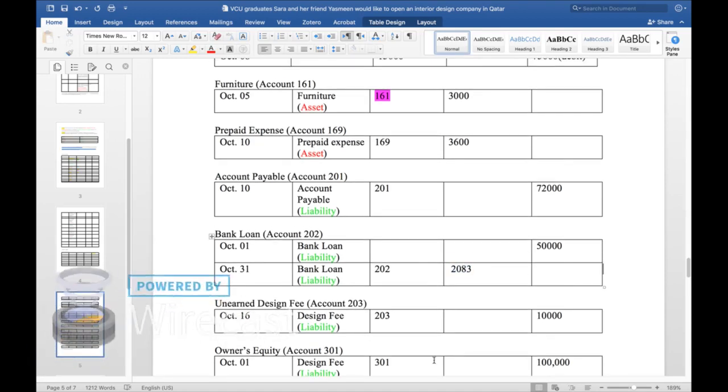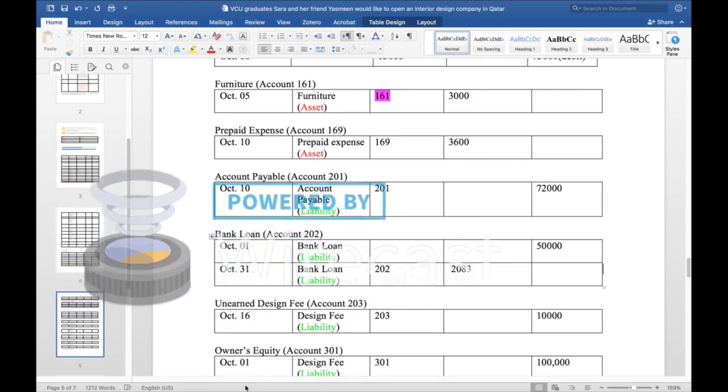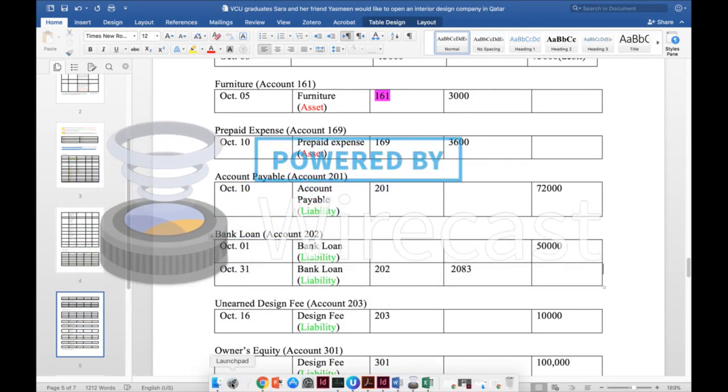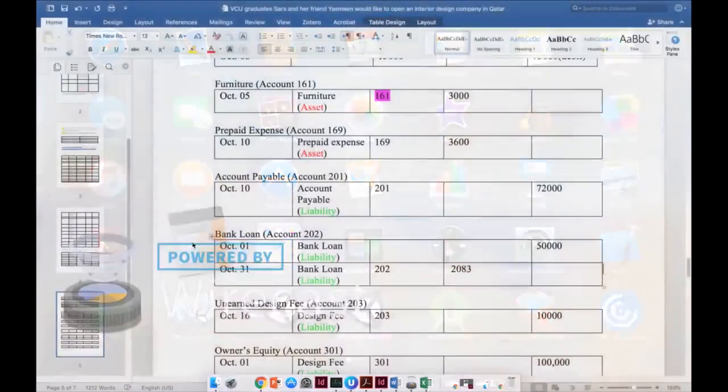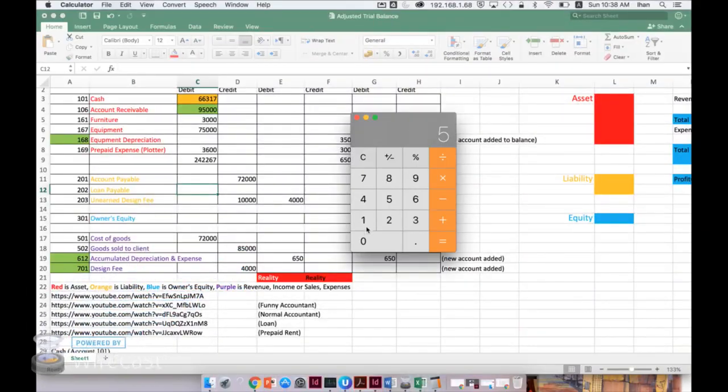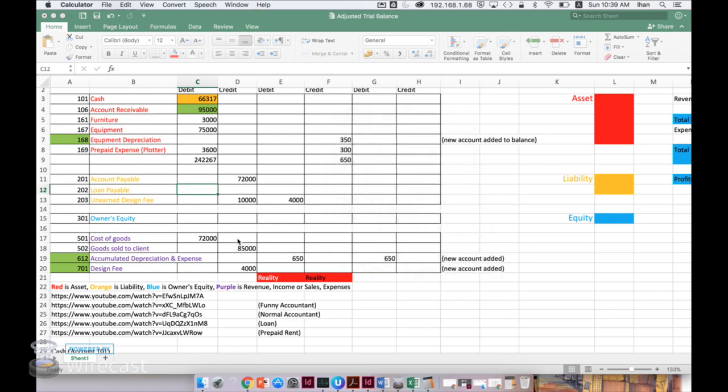We can come up with a number. 50,000 minus 2083 equals 47917. 47917. This is the correct number.